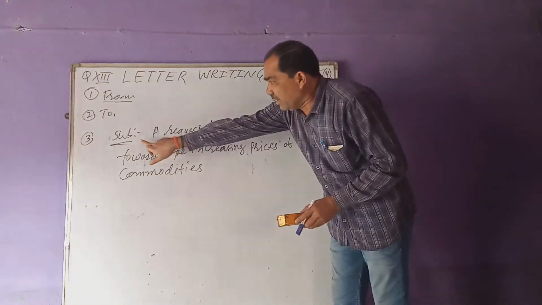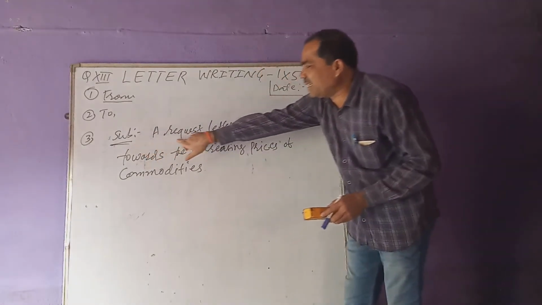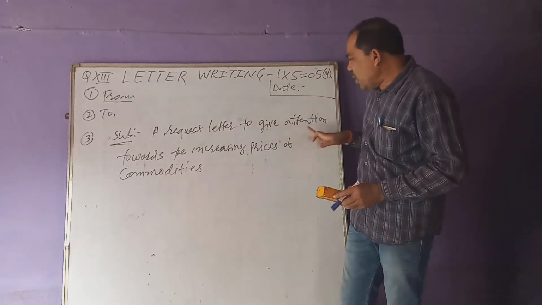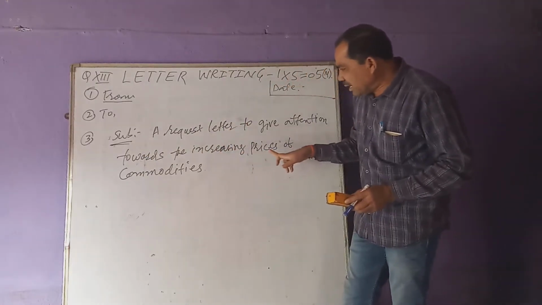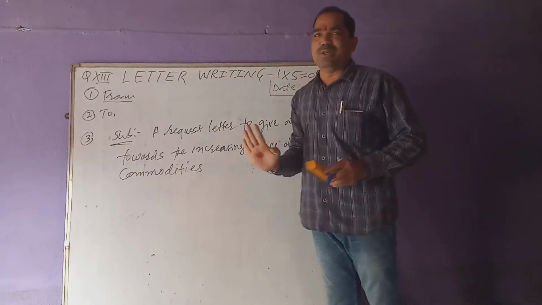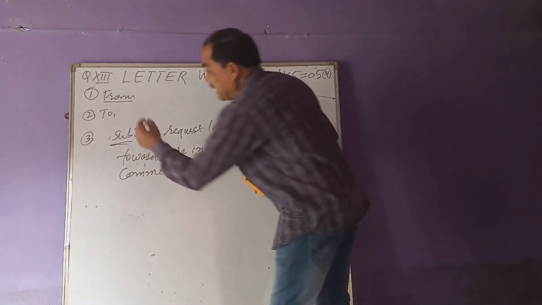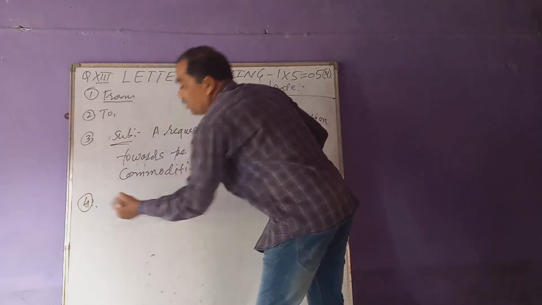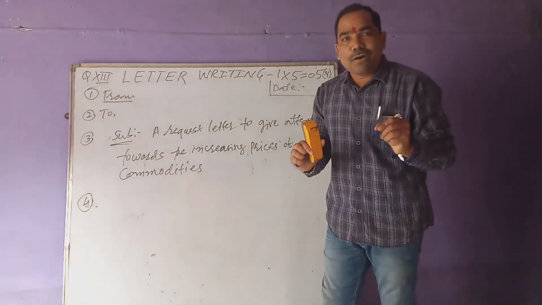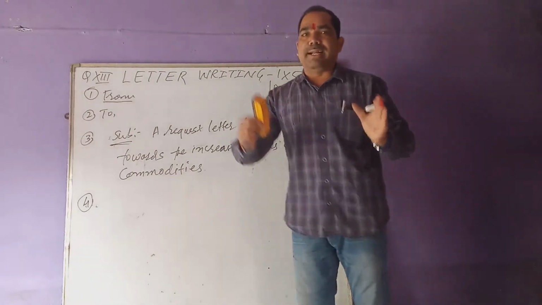चलो कैसे बाबा, try to understand. Subject है, a request letter to give attention towards the increasing prices of the commodities. ये subject में आया. Now what is the fourth step? What is the fourth step? The fourth step is that of the descriptive part of letter writing.